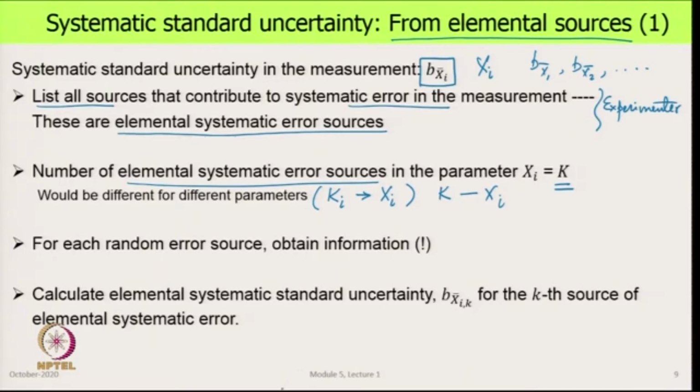Then we have to pick up each one of these sources of elemental systematic errors and obtain information about them. Now, this being a systematic error, it is not based on data, it is based on information. So, how to get this? We will come back to it in a little while, and in the next lecture we will see how to identify it, and based on data that we get, how do we converge and calculate Bxi bar, Bxij bar.